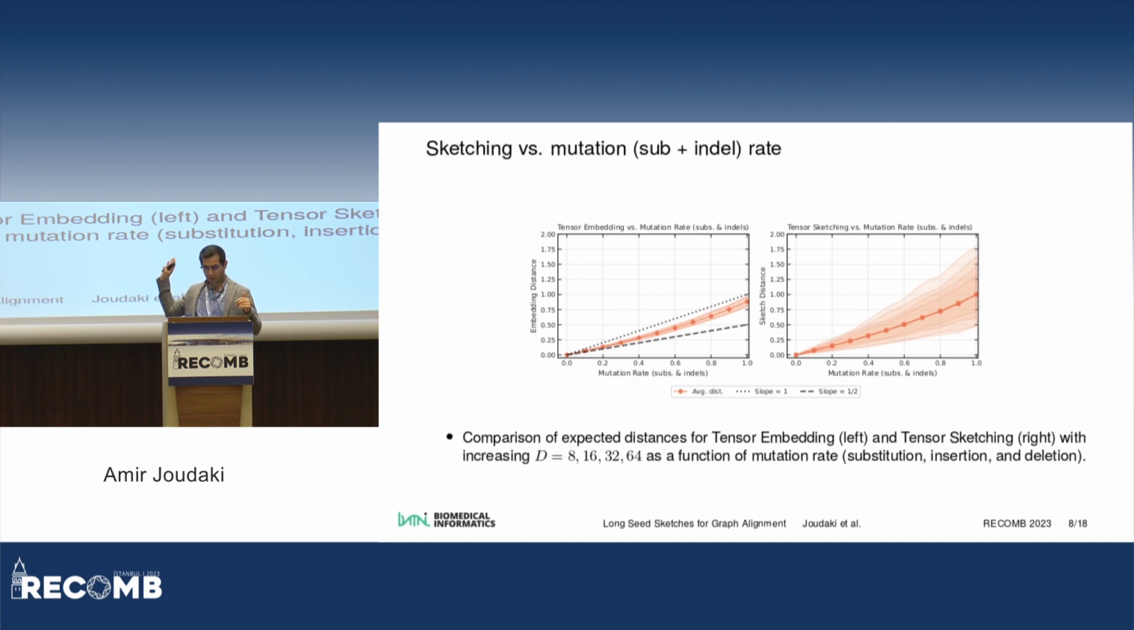And the other plot is the tensor sketching. As you see, the bands are now wider because this is an approximation to the tensor embedding. Different bands correspond to different values of D. So the most narrow band is the 64 dimension, and the widest band is 8 dimension. So that's the dimension-accuracy trade-off that you get. But you can still see that you can distinguish pairs with 0.2 mutation from random pairs, which is a rather nice property. Even at 25% mutation, you can still distinguish it from noise.